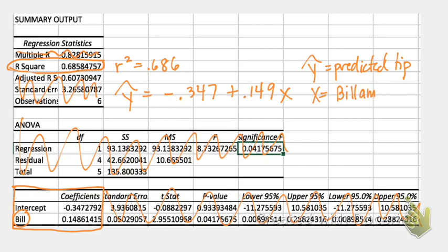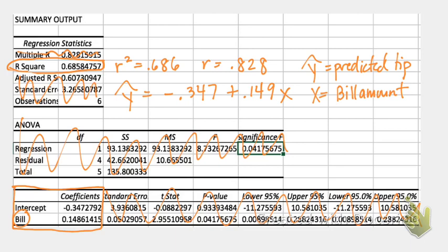The only thing that it does not give you on this computer output is it doesn't give you your R, but I can take my R squared and I can square root it. So in my calculator, I'm going to take 0.686 square rooted. And what do you get? 0.828.